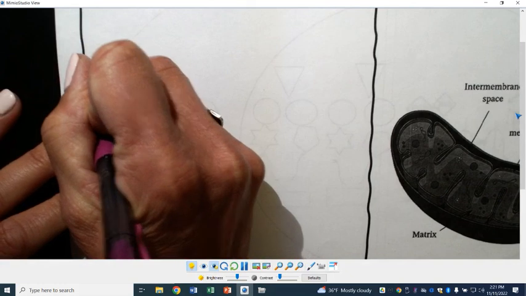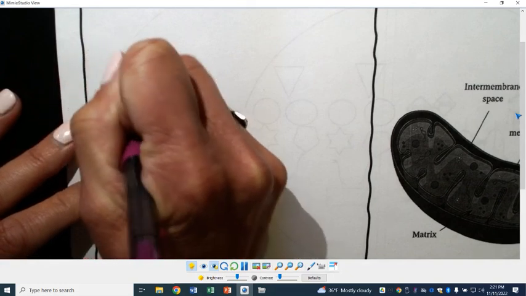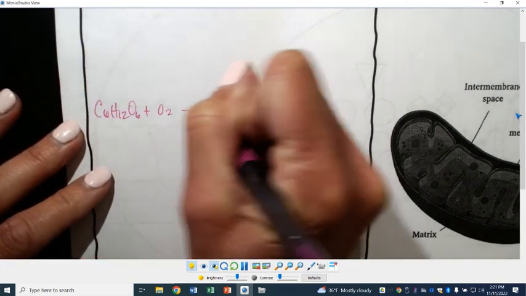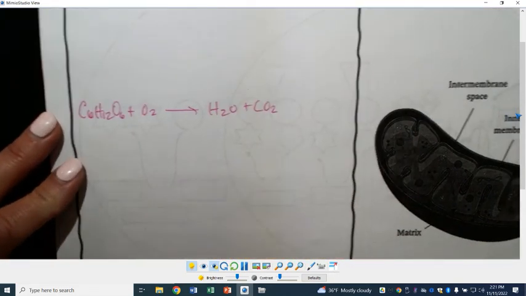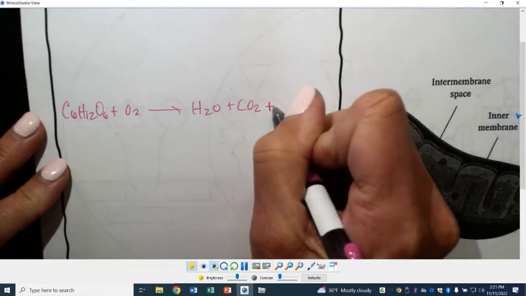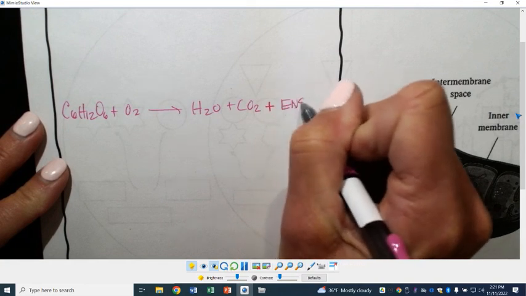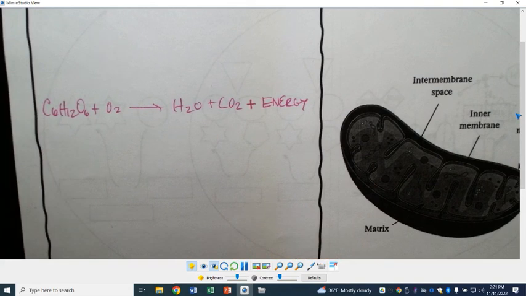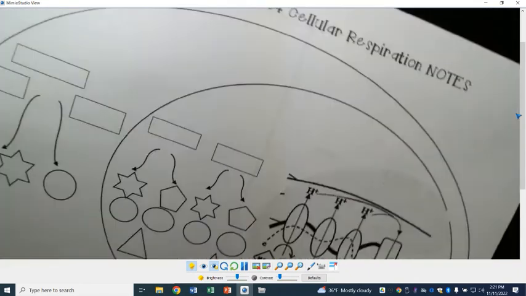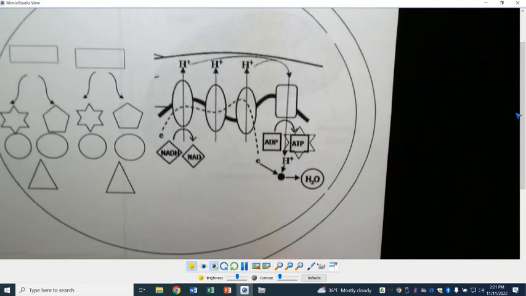We already have C6H12O6 plus O2 yields H2O plus CO2. We already have that. I want you to add energy. That is basically our third product. Okay, we are creating the molecule that stores energy. Okay, so we're going to go back over here.